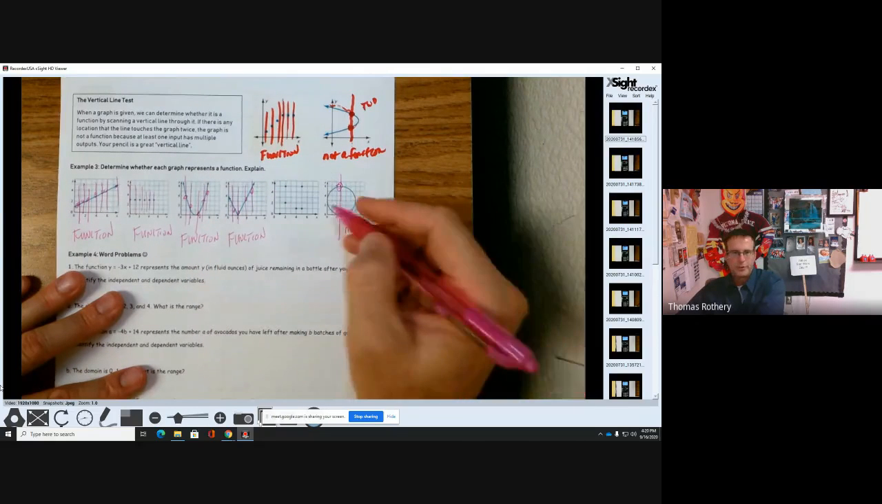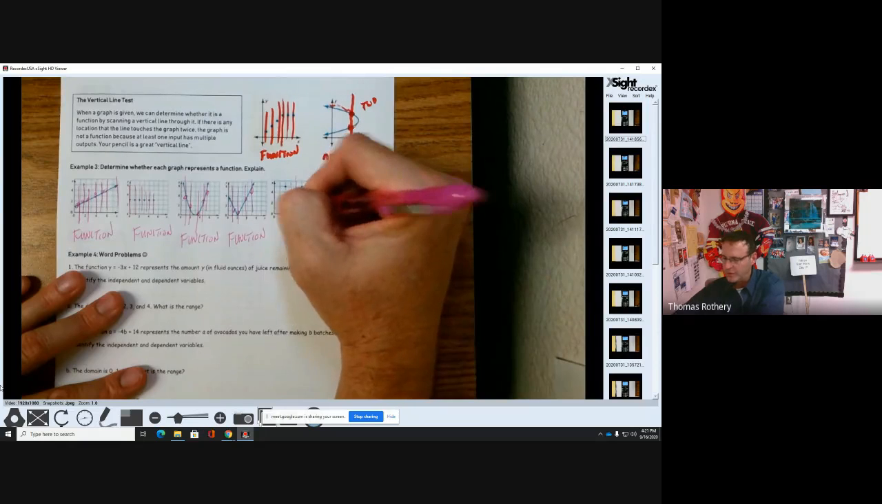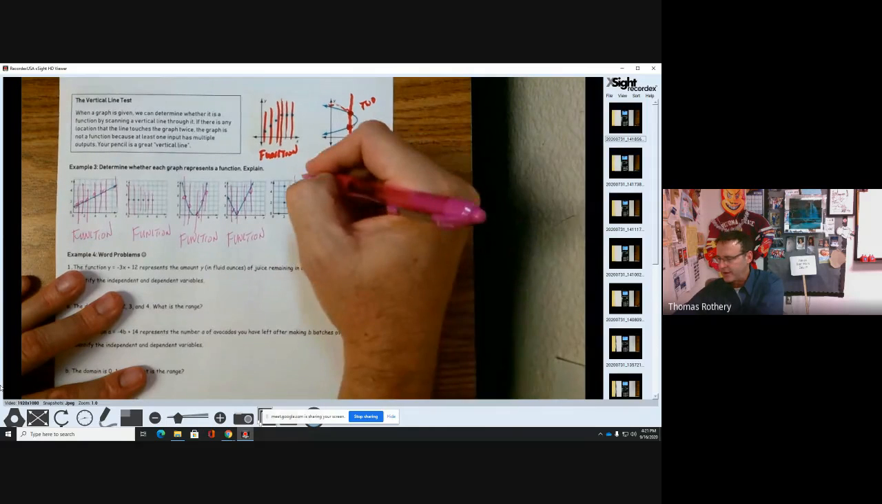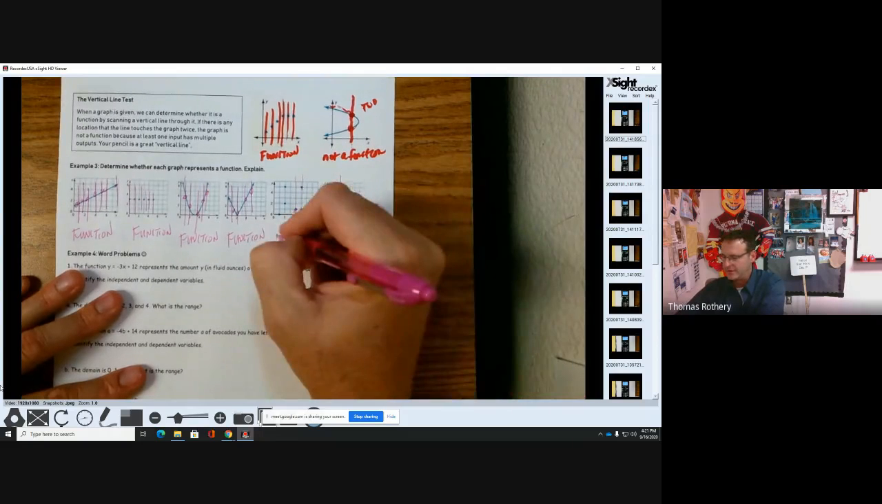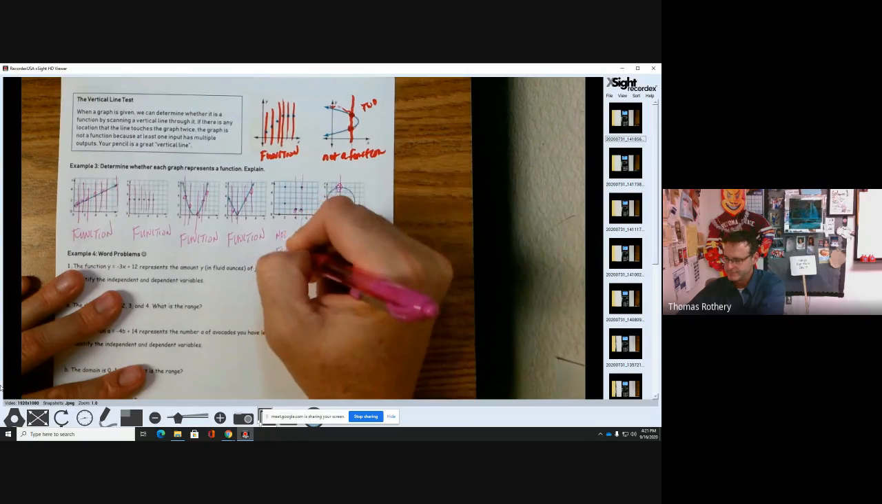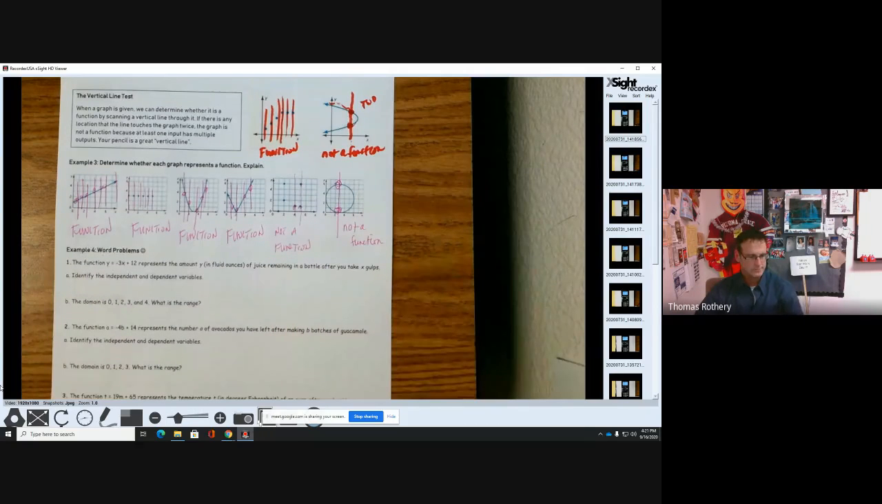And the last one deals with points. And you can see that sometimes you only touch a single point when you draw your vertical line. But other times, you'll actually touch 2. And if that's the case, it is not a function. All right, take a moment, pause this if you need to, and we'll see where we're at.